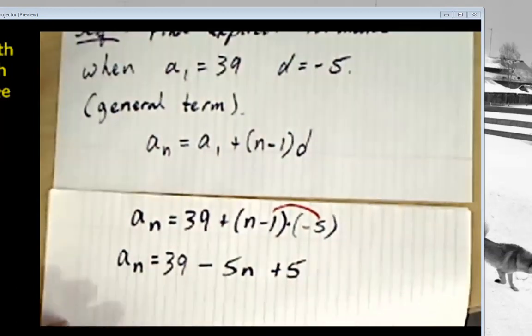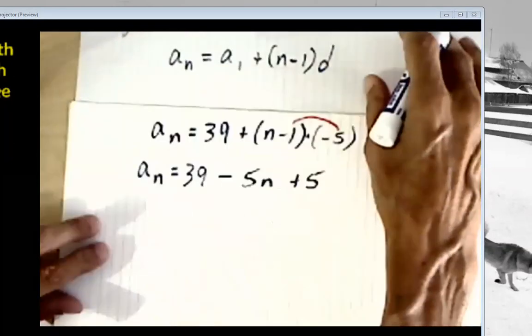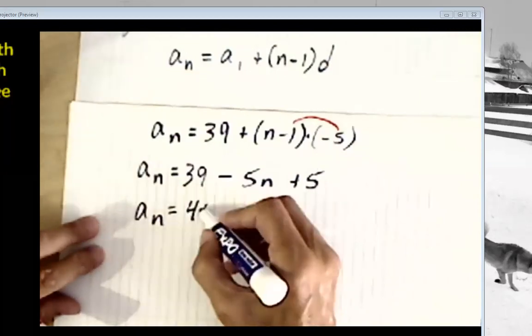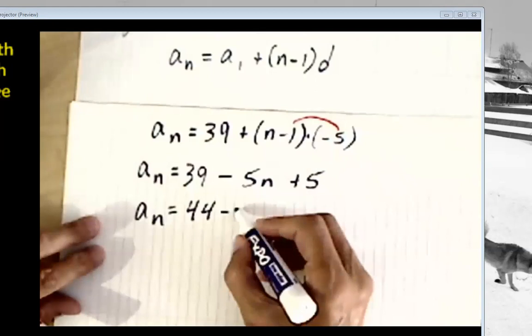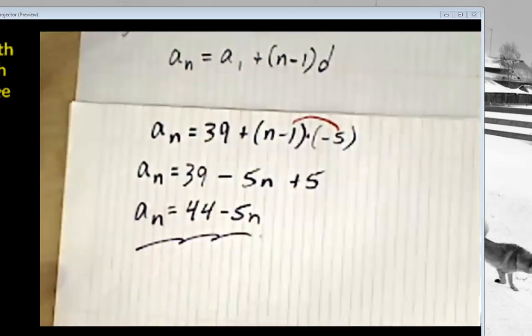Yeah, that's what's going on. You look for the sign on the other side too. That's the struggle right there. So 39 plus 5 will take us further. Plus will be 44, yeah. Minus 5 and minus 5N, nice. Okay, that's pretty good then.